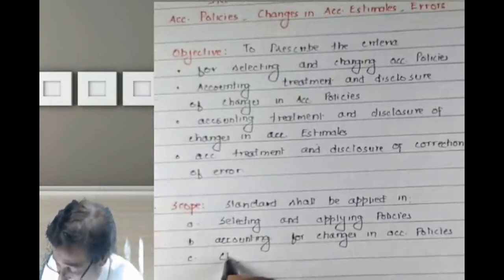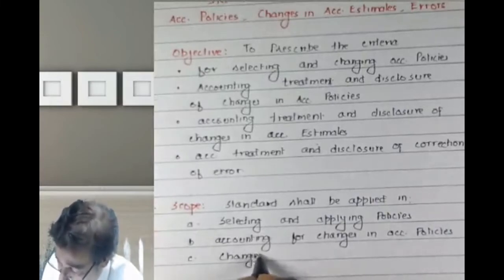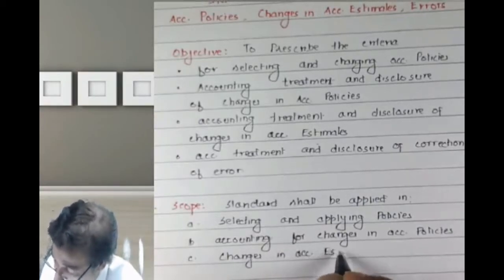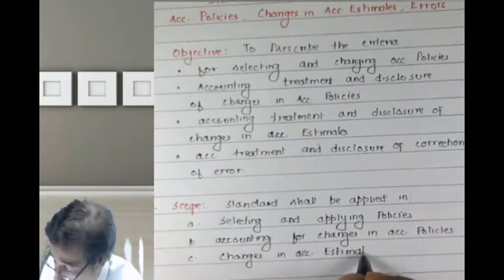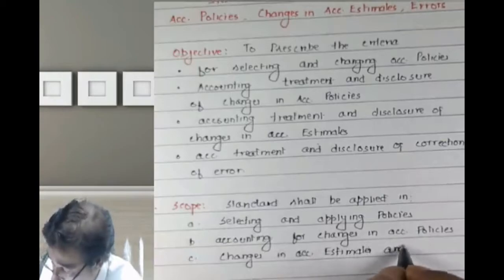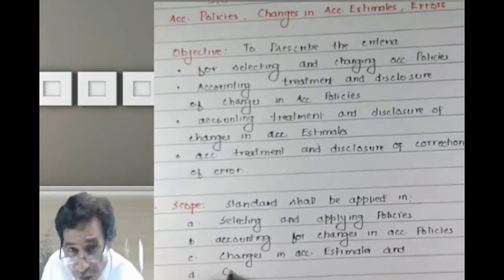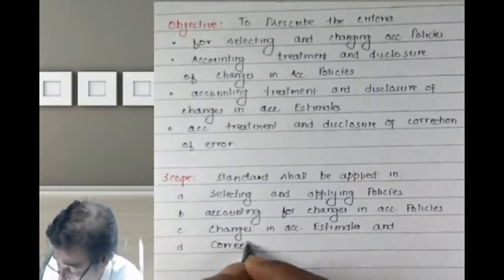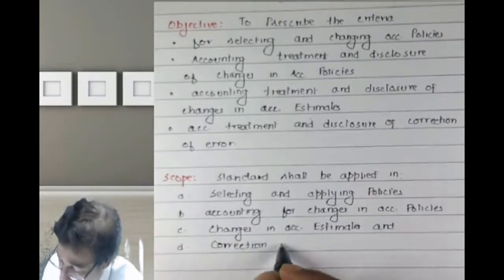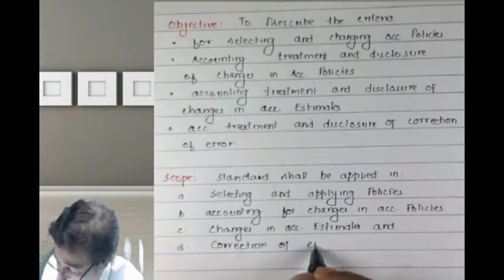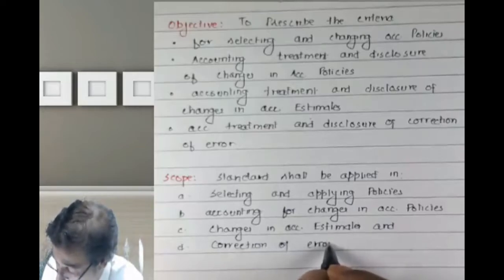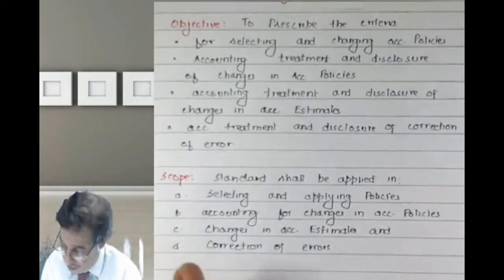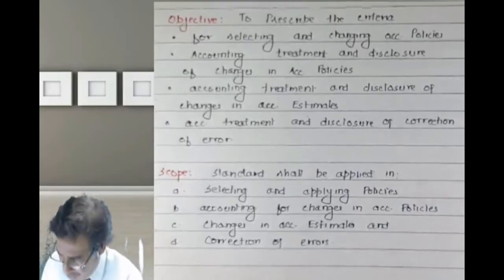Similarly, whenever you are going to change any estimates, changes in accounting estimates, and correction of errors. Correct? So these are the things which you need to know. Correction of errors, or simply we can also write correction of prior period items. One and the same thing, don't worry about that.